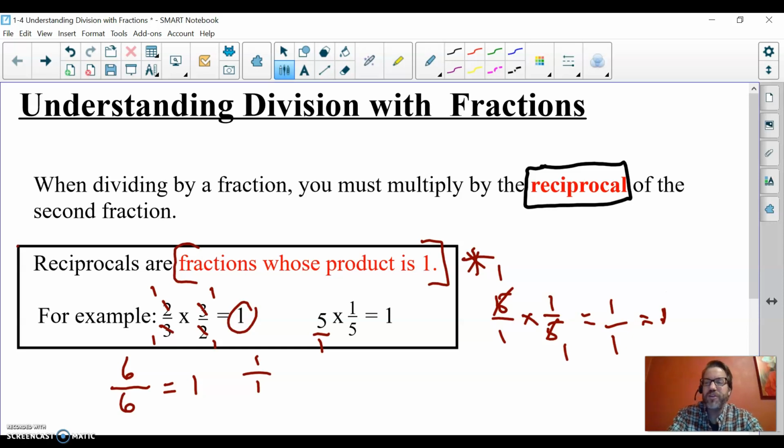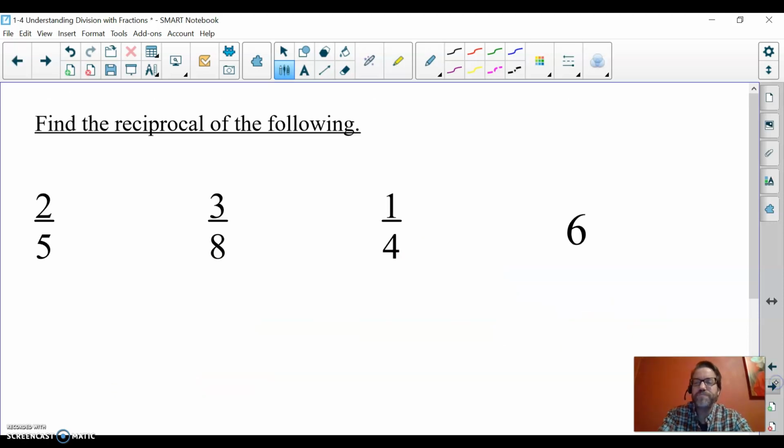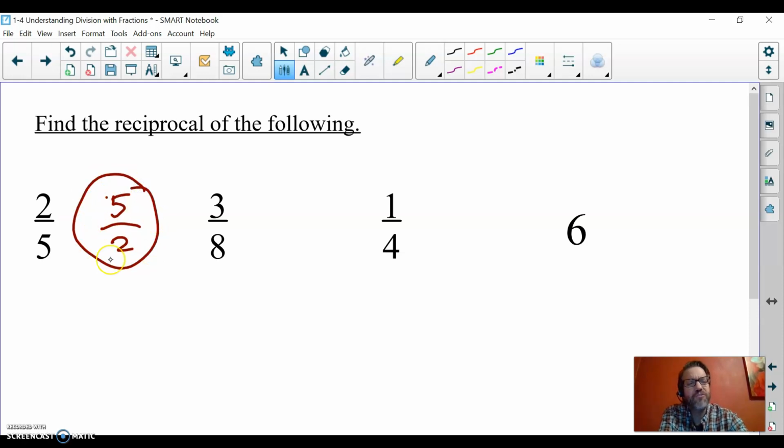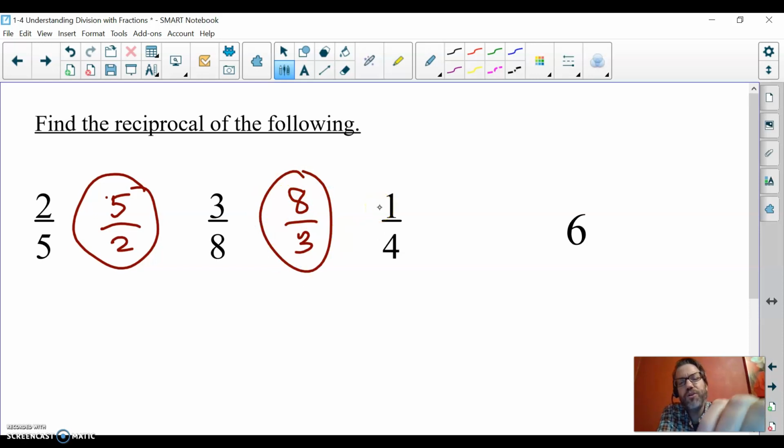All right, so we're going to take a look at some examples here. Well, first of all, what is the reciprocal of 2/5? And hopefully you can see it's going to be 5/2. You just flip over the fraction. You can also say 5/2. It means the same thing. 3/8, what is its reciprocal? Well, 8/3. Just flip over the fraction. What's the reciprocal of 1/4?